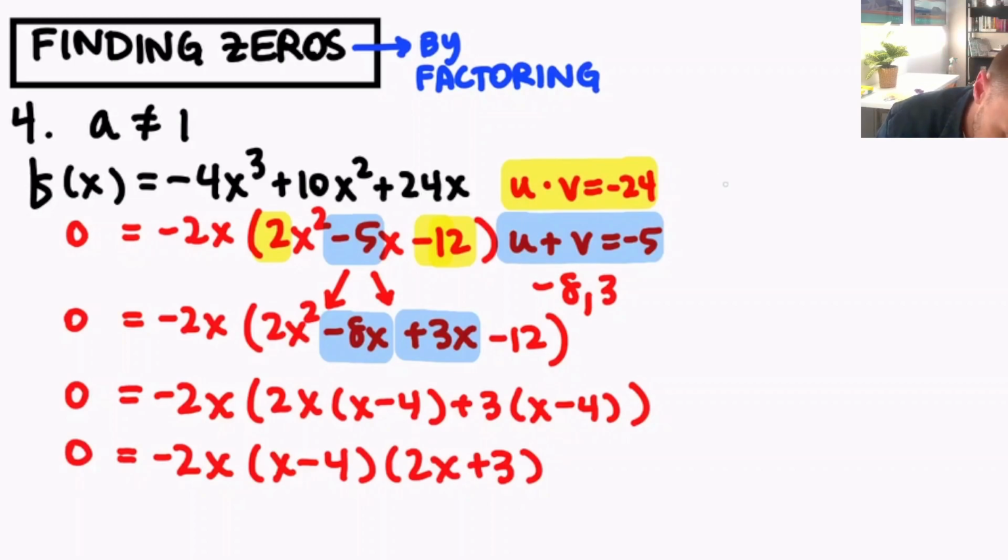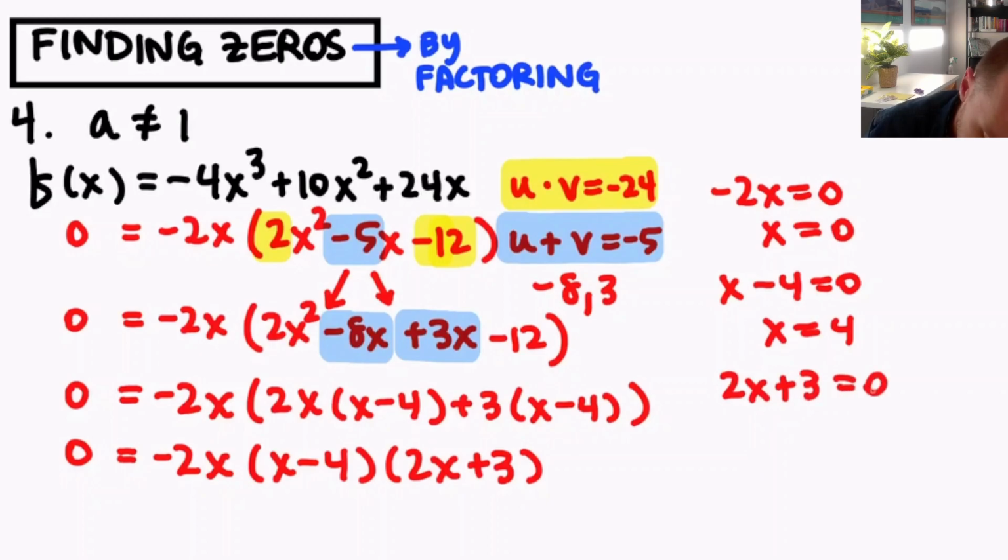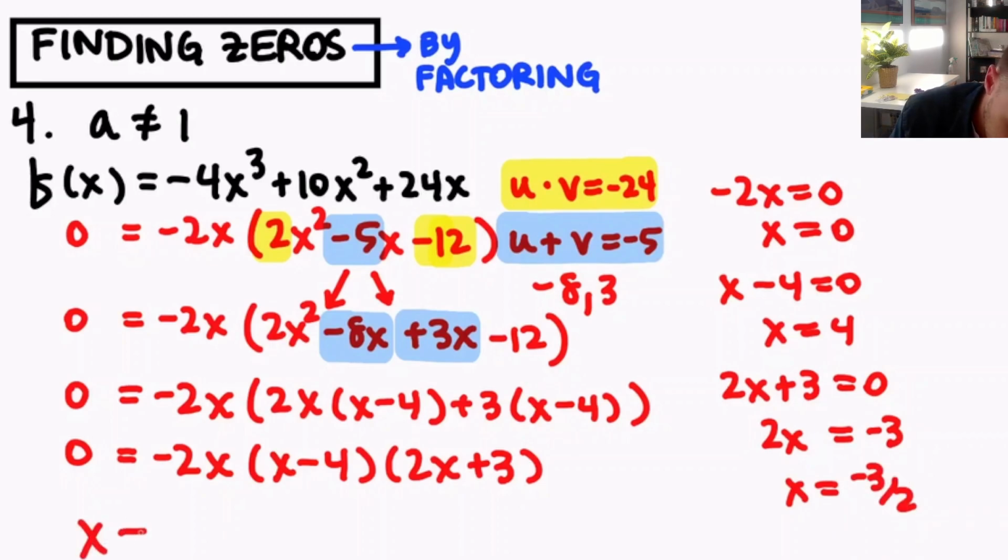Either negative 2x equals 0, and that only happens when x is 0. You can divide both sides by negative 2, or just think about it. We could have x minus 4 equaling 0, and that happens when x is equal to 4. Or we could have 2x plus 3 equals 0. That would happen when 2x was negative 3 and x was negative 3 halves. So my solutions are x equals 0, x equals 4, and x equals negative 3 divided by 2.